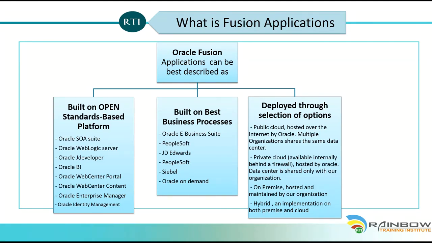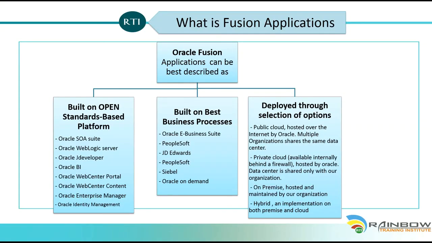And the other one is on-premise. It means in our company, in our location, on-premise, we are hosting the software. It means we are buying the applications, Fusion applications and Fusion Middleware, and we are bringing them to our CPU, our memory, and our processor.